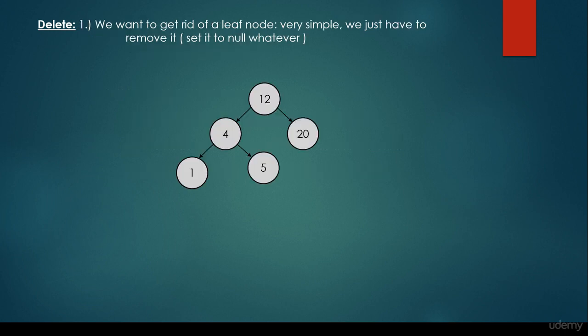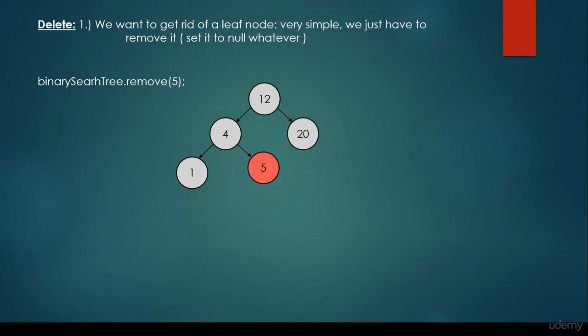The first is that we want to get rid of a leaf node. It's very simple, we just have to remove it. For example, we want to remove node 5. We start at the root node, 5 is smaller than 12, so we go to the left. 5 is greater than 4, so we go to the right. It's very important that if we want to get rid of a node, of course first we have to find it. So this is how we find a given node we want to get rid of.